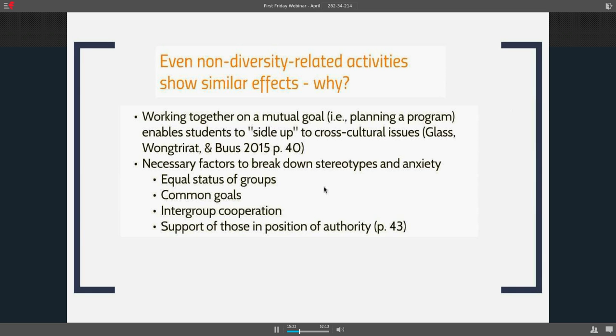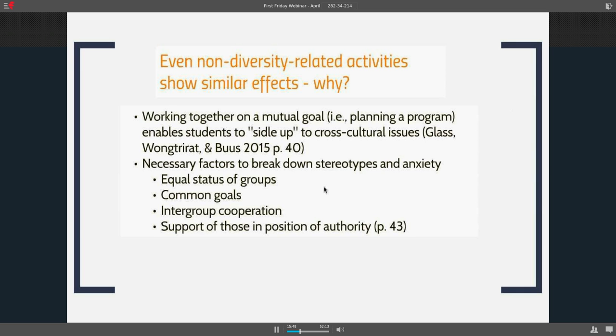But researchers think that because they're working together on a mutual goal, so for example, they're planning a program for their residential community or advocating for an issue, it enables students to come up from the side to cross-cultural issues. So by the nature that they're working in these mixed groups, they still have to deal with these cross-cultural issues, but they do it in a maybe less scary way because they're coming up to it from the side while they have a different goal for their group.